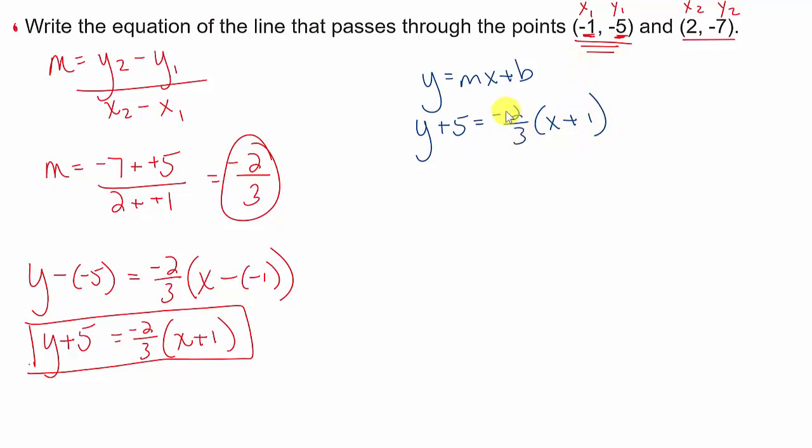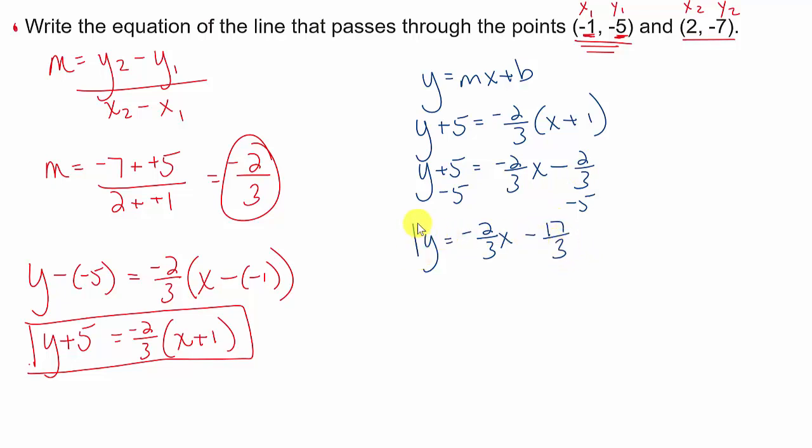So first thing I'm going to do is distribute this negative 2/3. So I'm going to leave the y plus 5 equals negative 2/3 x minus, when I multiply this by 1, I get negative 2/3. And then I'm going to move my 5. So it's positive, I'm going to subtract it. And I'm going to get y equals negative 2/3 x. Now this is a negative 2/3 minus 5. We are going to get negative 17/3.